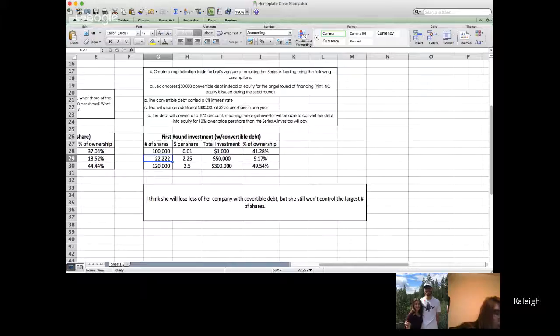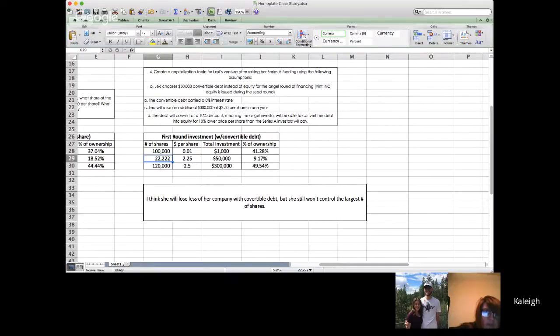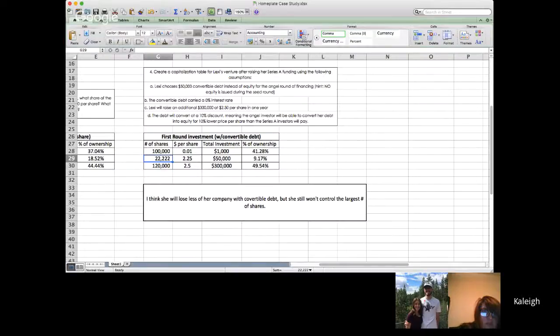But what about the convertible debt? The convertible debt carried a 0% interest rate. So where do we put that? We don't. So you don't have to record the convertible debt at all? Well, I don't know, it's kind of confusing.